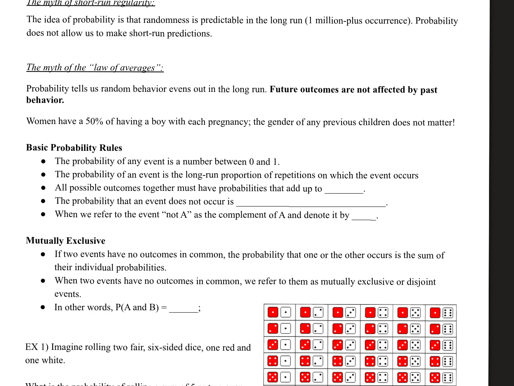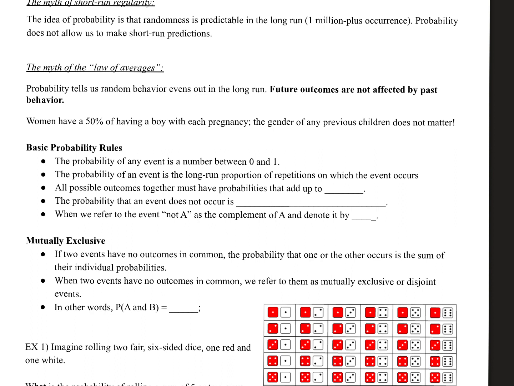It also works the same way with flipping coins. Like, we know that in the long run, overall there's a 50% chance that a coin will come up heads. But I could flip a coin 10 times and get heads 10 times in a row. So every time you say, well, they're due a win or something because they've already lost so many times, that's where the myth of the law of averages comes into play. So, basic rules for probability.